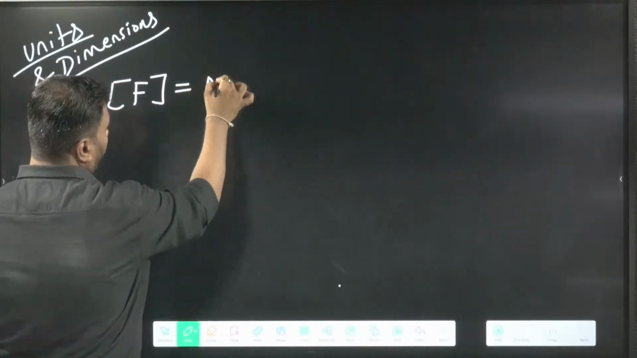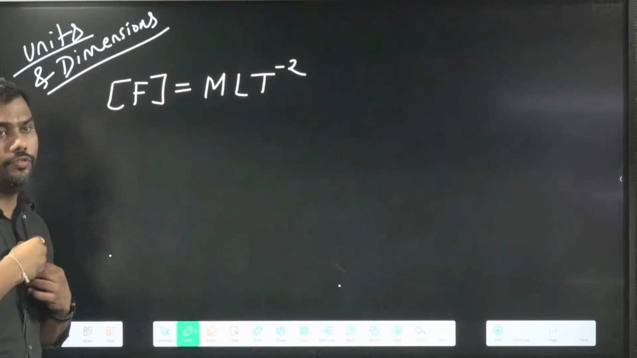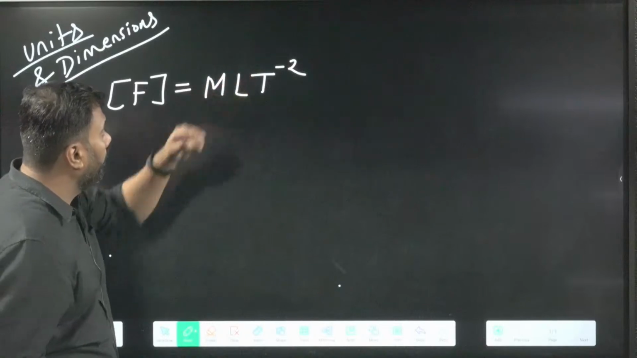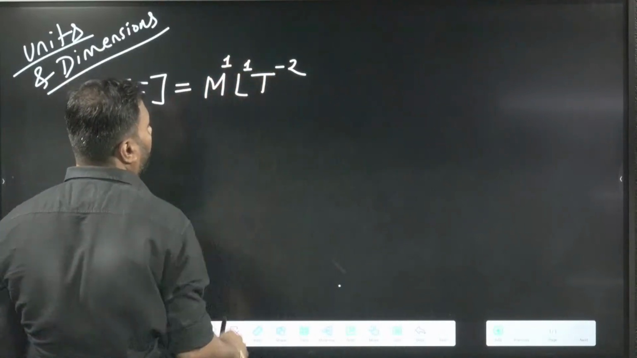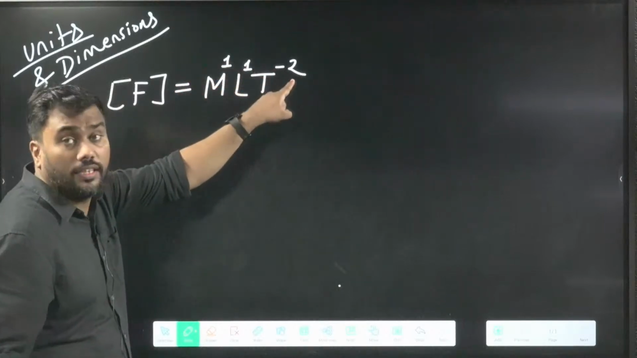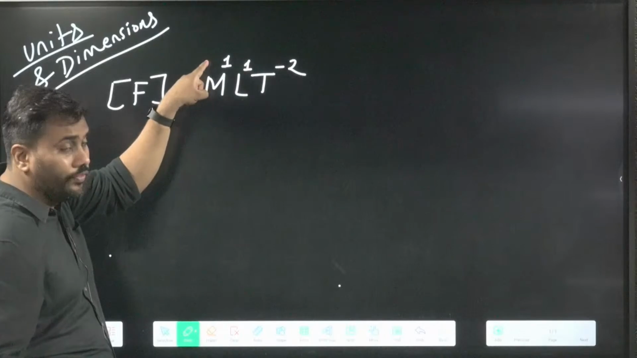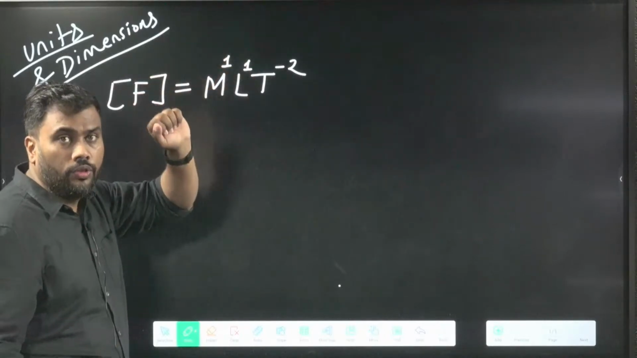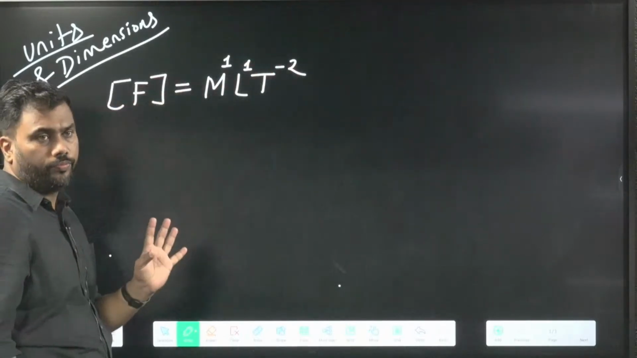For example, the dimensions of force. The dimension of force was MLT^-2. Here the power of mass is 1, the power of length is 1, the power of time is minus 2. These powers are the dimensions of force. In terms of mass it is 1, in terms of length 1, in terms of time minus 2, and in terms of the other fundamental physical quantities they are not present, so 0.